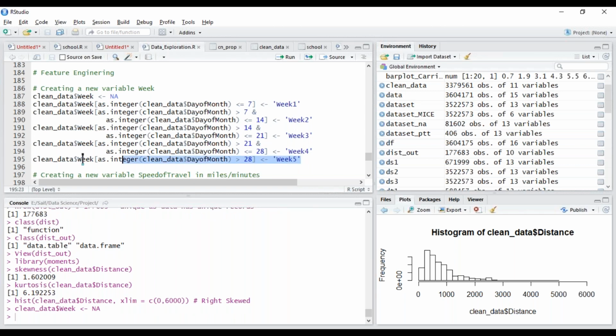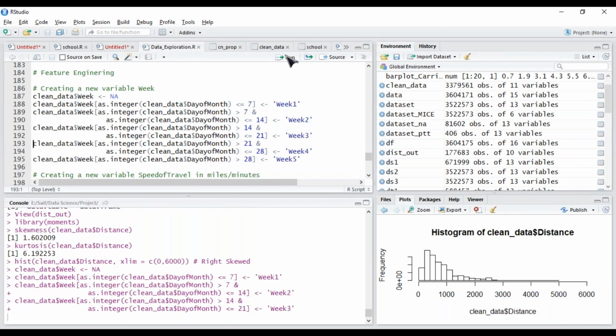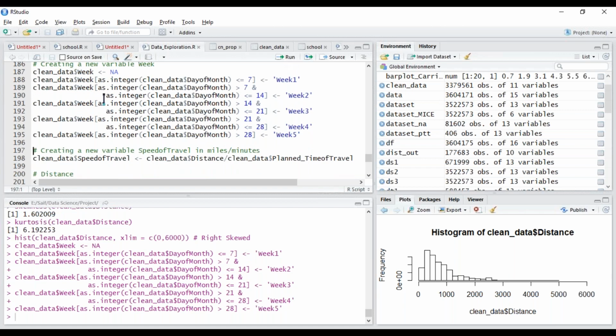At the max we can have 5 weeks in a month, right? Based on these conditions, if the day is less than or equal to 7, it has to come under week 1. If the day is greater than 7 and less than or equal to 14, it has to be week 2. In that way, I have created this new variable called week.